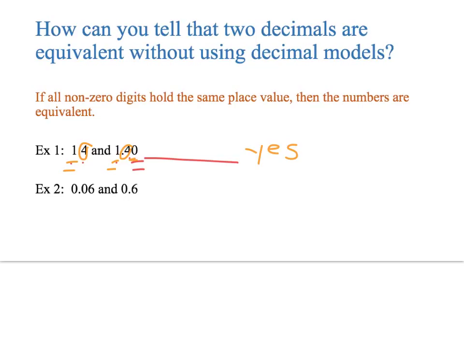Now, initially you might think, oh, we've got 0s and 6s here, we've got 0s and 6s here, we're good, those are equivalent. Take a second, take a step back, look at what's going on. Here, you have a 6 in the hundredths place. If you are careful, you'll notice that the 6 is in the tenths place here. They are not in the same place value. Therefore, they are not equivalent. So no, these are not equivalent. They are not equal to each other.